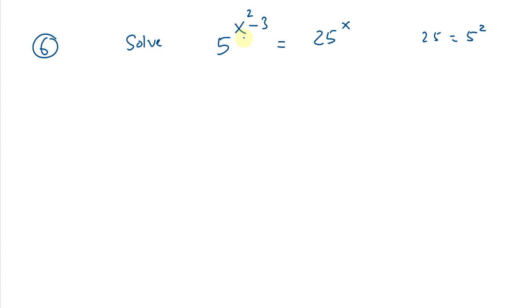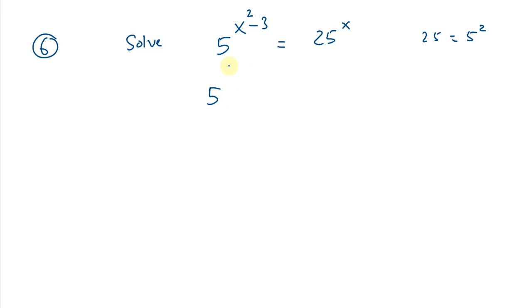Okay, next question, question 6. We are asked to solve this exponential equation. Now we see that the exponential equation means that the exponent has the variable x, right? The one on the left side has the base 5. This one, 25, can be written as what? 25 can be written as 5 squared, so that you can make the two bases the same.